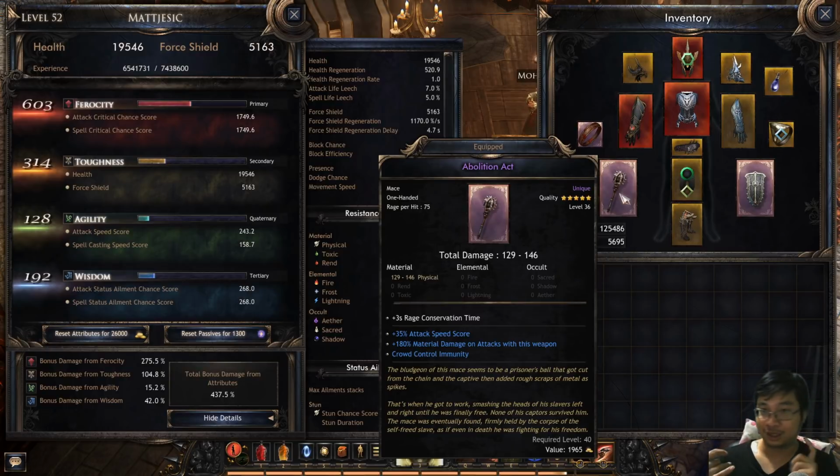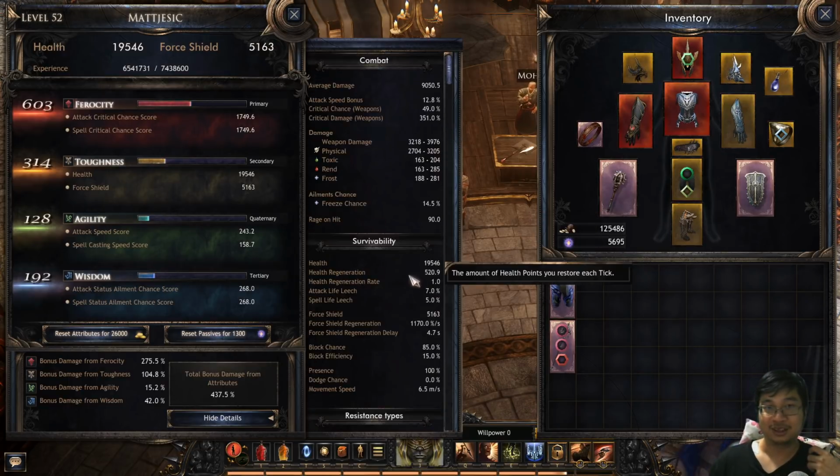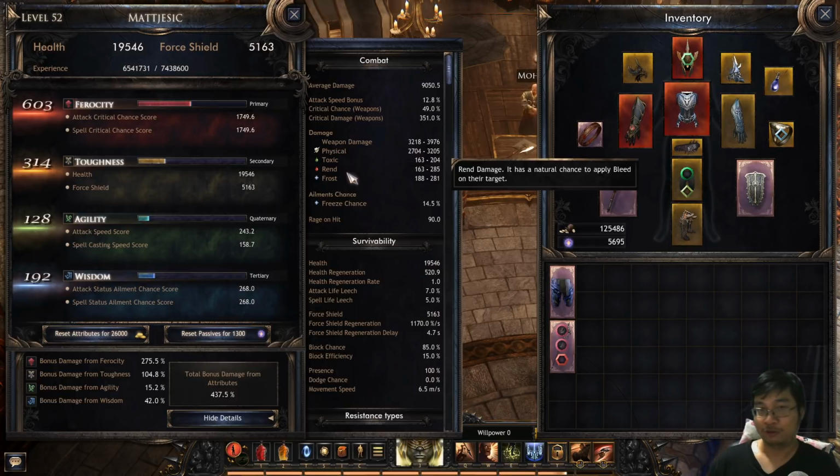For this particular weapon, we get 180% material damage. Because it's a physical weapon, this really helps me to deal more damage. Followed by that, what we want to look for is how you have a particular alignment on your attack spells. And then we look into the spells.